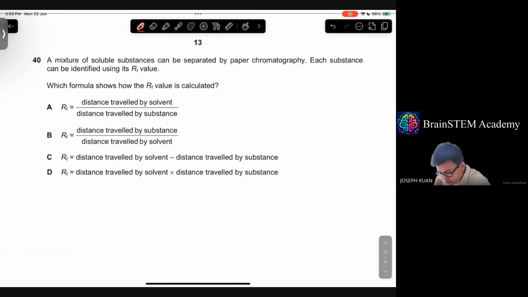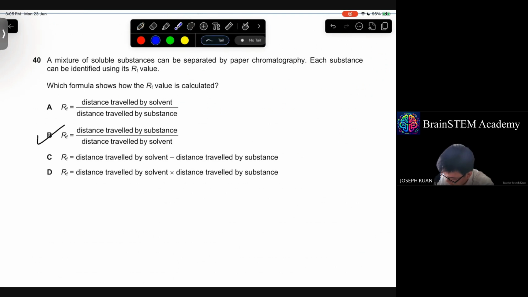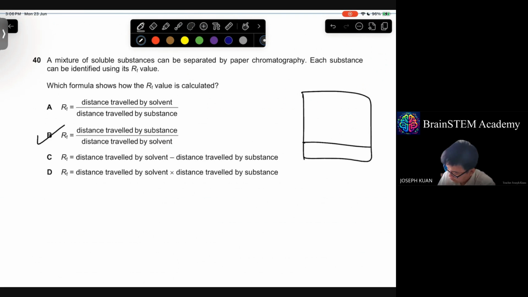Next, a mixture of soluble substances can be separated by paper chromatography. Each substance can be identified using its RF value. Which formula shows how the RF value is calculated? So the RF value is simply the ratio of the distance traveled by the solute over the distance traveled by the solvent in a chromatogram paper, right? Actually, it's a straightforward question. The sample has separation of solutes, and then we just take the distance traveled by the solute over the distance traveled by the solvent. And that will be our RF value. Right, that's it for this discussion.